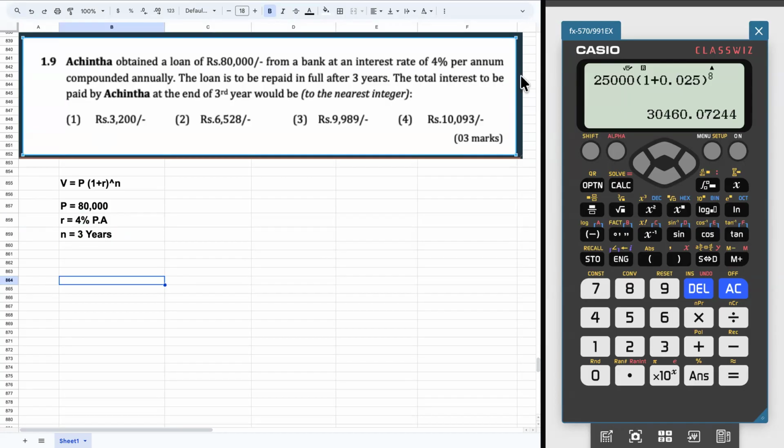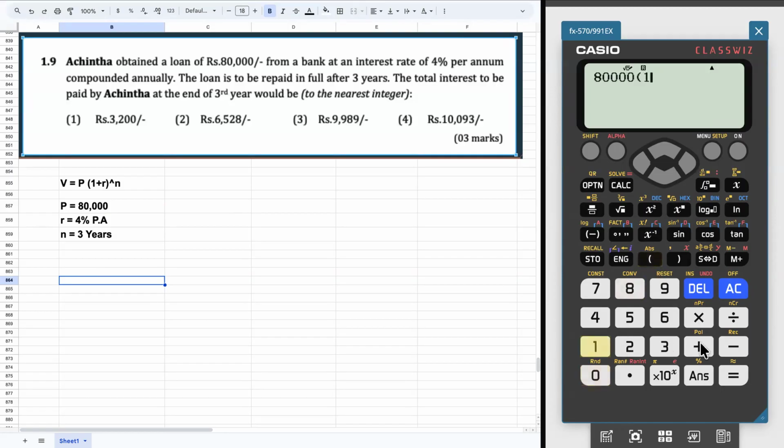So the total interest to be paid by Achinta at the end of the third year would be... So they're asking for the interest, not the total amount. You have to make sure of that. So again, just apply the compound interest formula. The principal is 80,000.